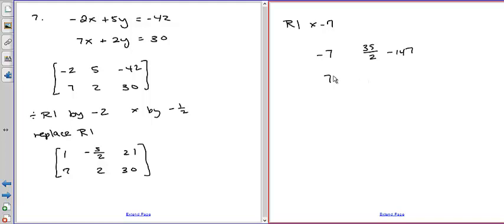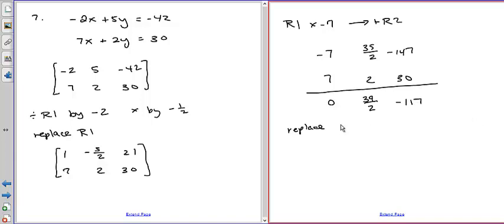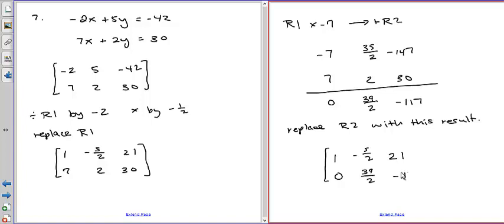Then we have row 2, and we're going to add that to row 2. So we get 0 here. 35 halves plus 2, well, 2 is 4 halves, so we get 39 halves. And here we have negative 147 plus 30, so that's going to be minus 117. We're going to replace row 2 with this result. So now we have 1, negative 5 halves, 21, 0, 39 halves, negative 117.